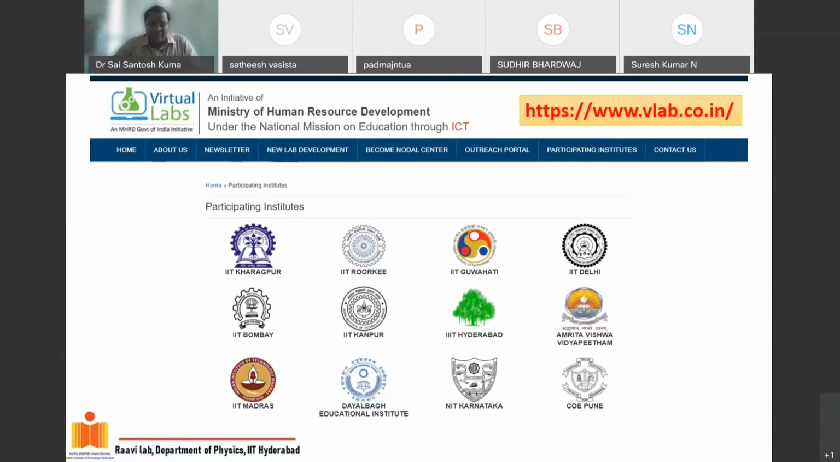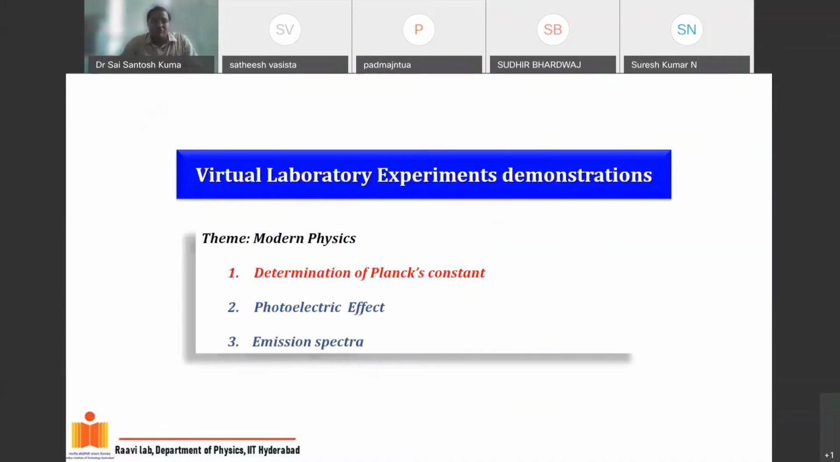So having said this much, I would stop here and we go to the demonstrations which we planned for today. My theme of the next 1 hour, 1.5 hours is to demonstrate 3 experiments in the modern physics theme. So I picked up determination of Planck's constant, photoelectric effect, and emission spectra as 3 representative experiments.